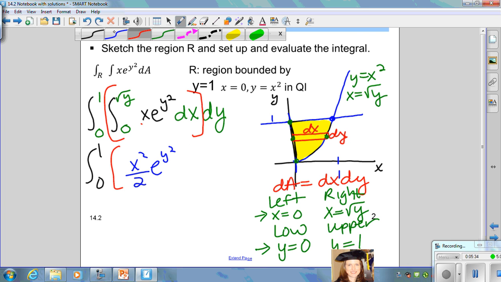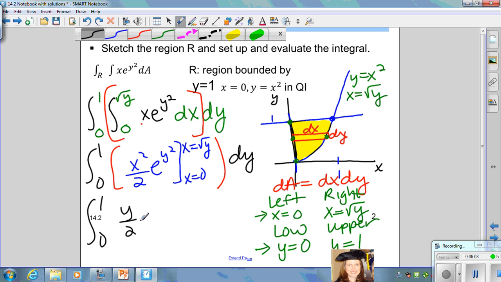And then we're going to evaluate that for x equals the lower bound 0 to x equals the upper bound of the square root of y. And then it's going to be all of that dy. So doing the inside, we're going to evaluate the upper bound. You're going to be plugging in square root of y for x. So you get the integral from 0 to 1. When you plug in x equals square root of y, x squared would be y. So you're going to get y over 2 e to the y squared. And then when you plug in 0 for x, you get 0.